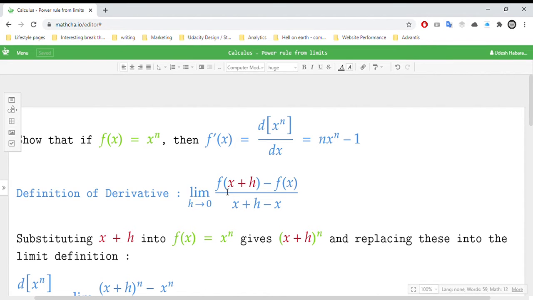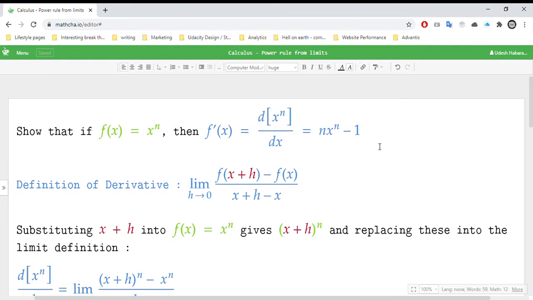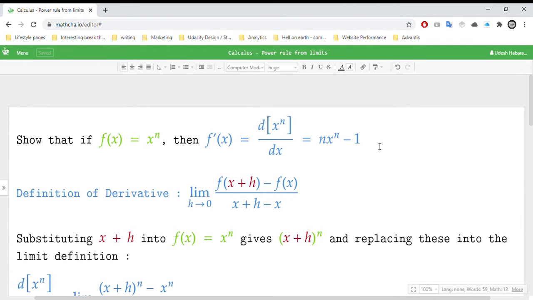Hi guys, just wanted to work through this derivation of the power rule with the limit definition. I thought it might be useful because I was trying to figure it out as well.